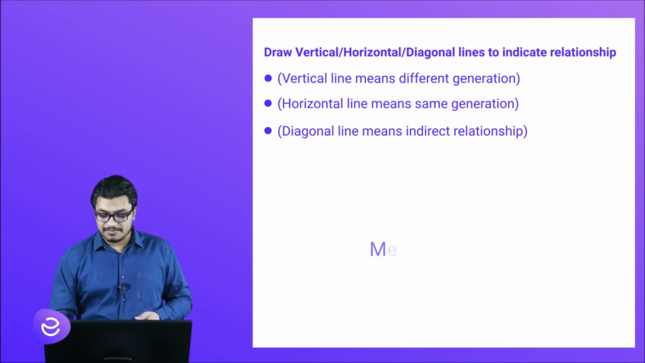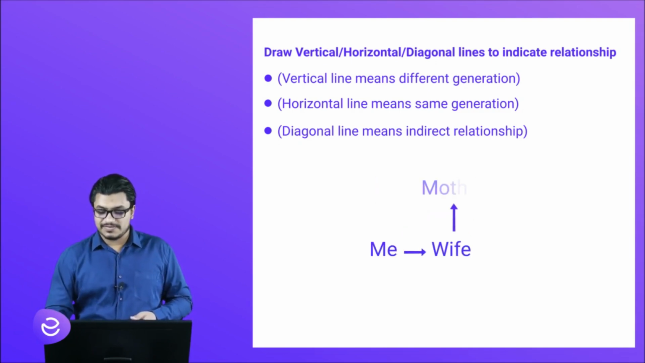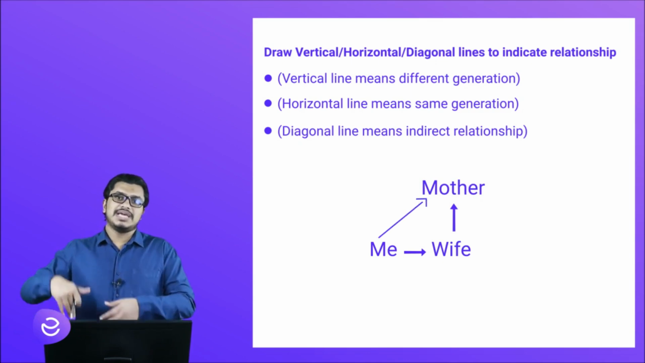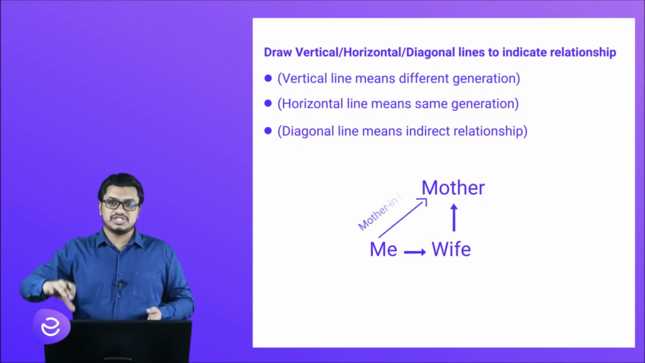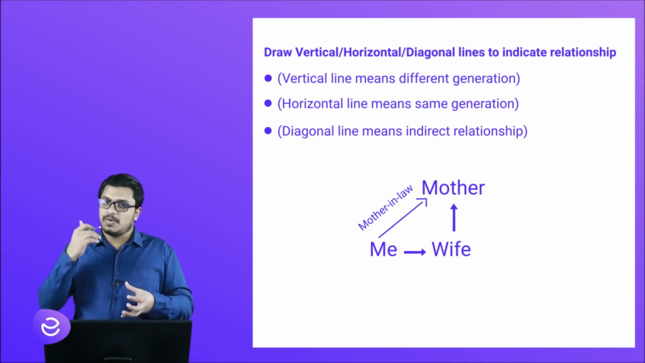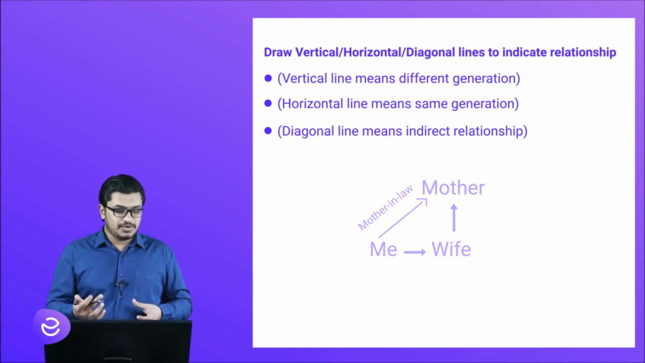For example, we have me, my wife, and wife's mother. So that is a mother-in-law. We draw a diagonal line to indicate an indirect relationship, that is, she is my mother-in-law. So we have to draw lines so that it becomes very clear for you.